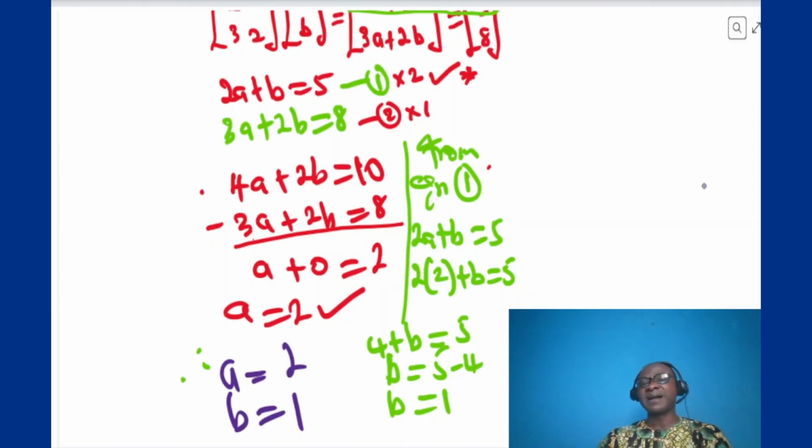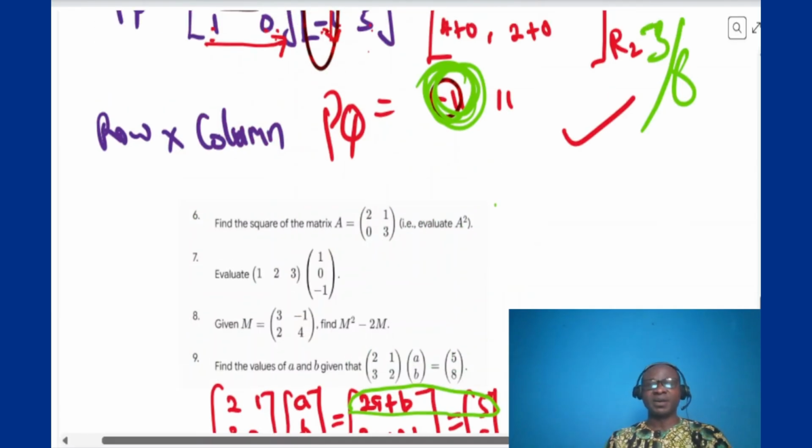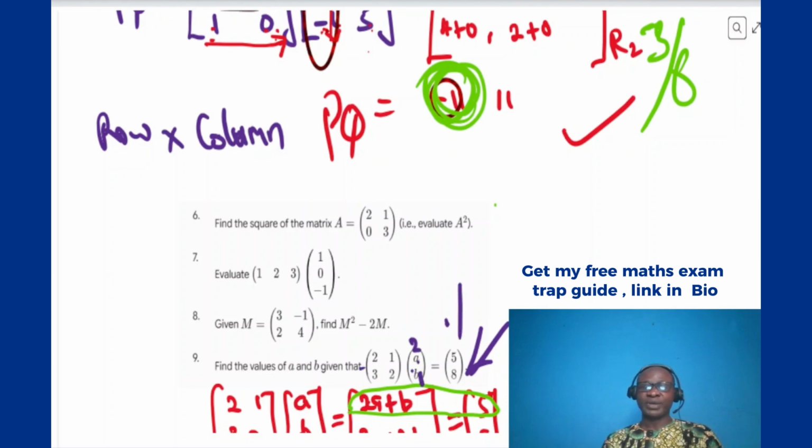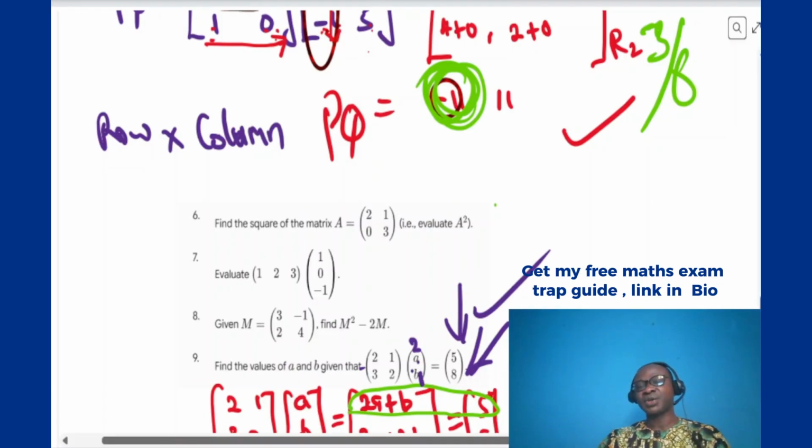If you go back and plug it into the main equation, look at the main question here. If you plug it here now, you see that when you make A here to be 2 and make B here 1, if you multiply, you will get this answer. Is that okay? Yes, sir. All right. So you can now do number 6, 7, 8.